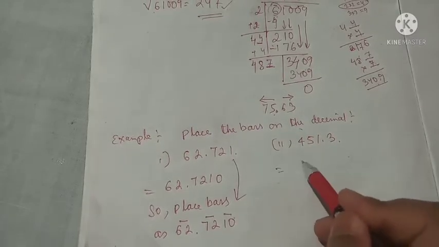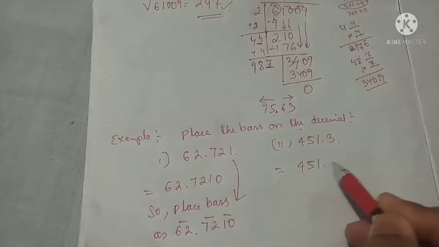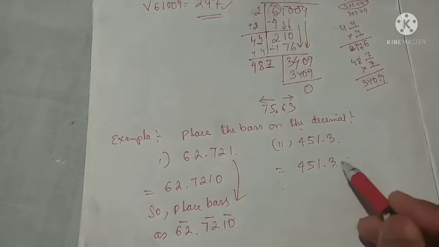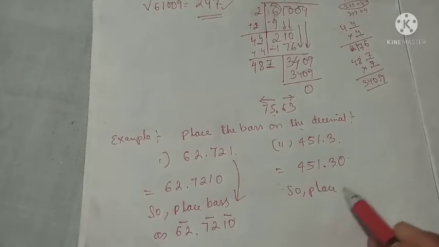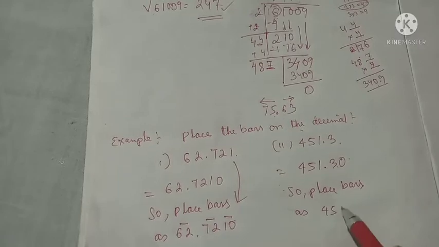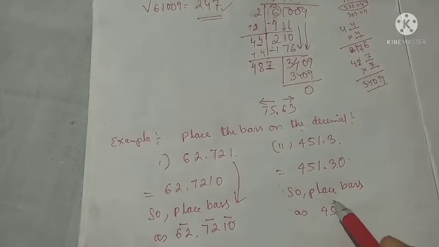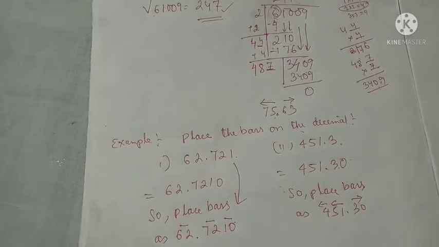Here again, 451.3. Now what is it equal to? We can turn this odd number of decimal digits into an even number: it now becomes 451.30. So we place the bars as 451 with its bar, and the point 30 on this side. In this way, we put the bars.